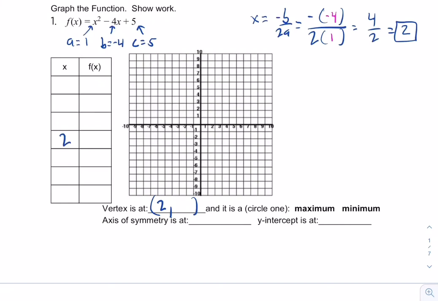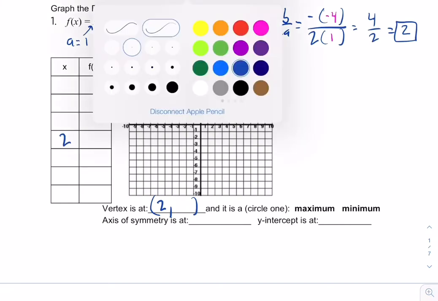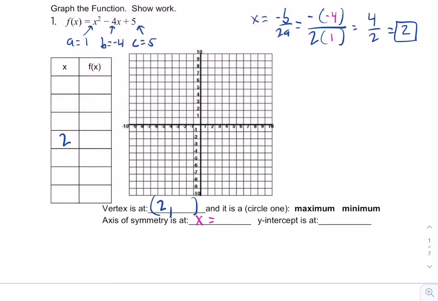Write that in there, 2. And that also means our axis of symmetry is 2. So x equals 2. We draw our line through our axis of symmetry. Then we substitute our 2. So f of 2 into our equation. So we put in 2 for all the x's.